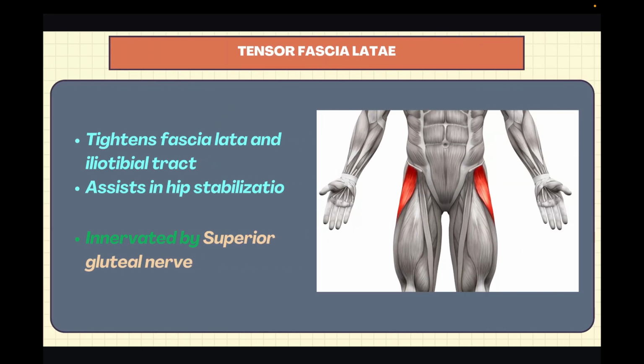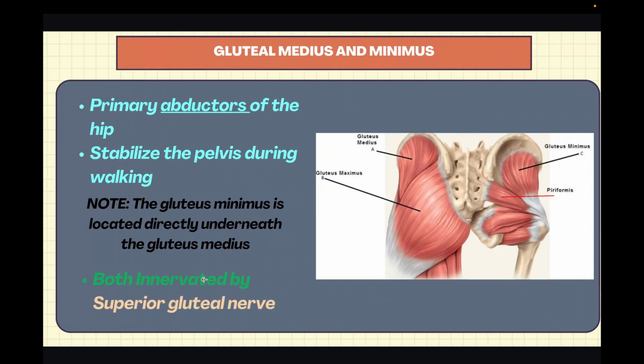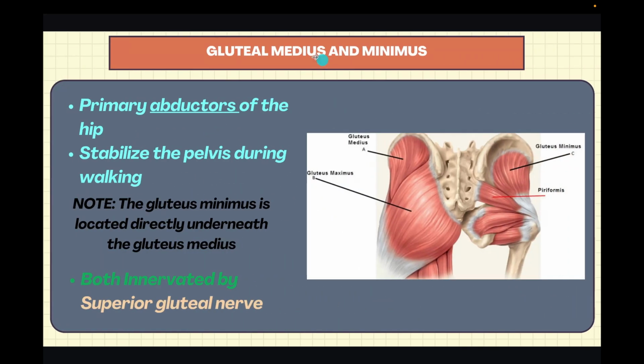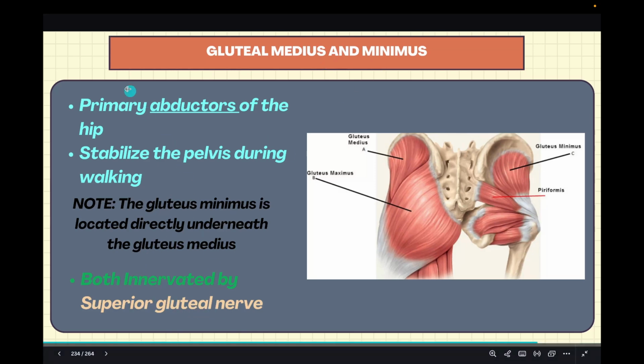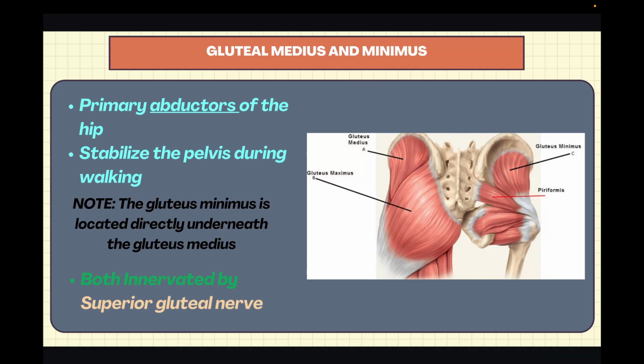And then we'll have the tensor fasciae latae. It tightens the fascia lata and the iliotibial tract, and it assists in hip stabilization. It's innervated by the superior gluteal nerve, and the other two muscles that we're going to talk about are the gluteus medius and gluteus minimus, which are also innervated by the superior gluteal nerve. However, their function is abduction of the hip. So the gluteus maximus is for extension, and the gluteus medius and minimus are for abduction of the hip, and they stabilize the pelvis during walking.